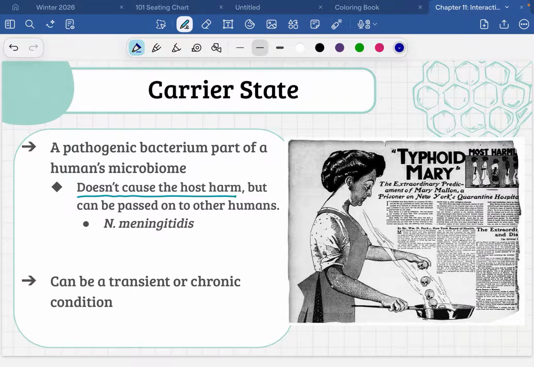So one of the most famous cases of this is through something called Typhoid Mary. And Typhoid Mary was a woman who lived, I don't know exactly when she lived. I want to say it was like the late 1800s. I'm in my office, so I can look this up really fast. But I believe it was the late 1800s.